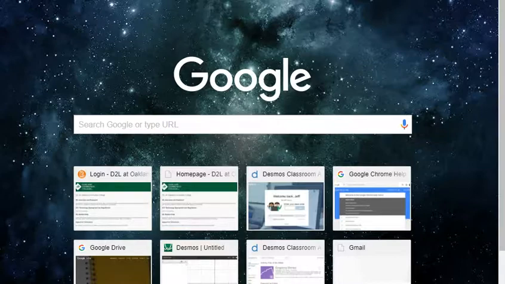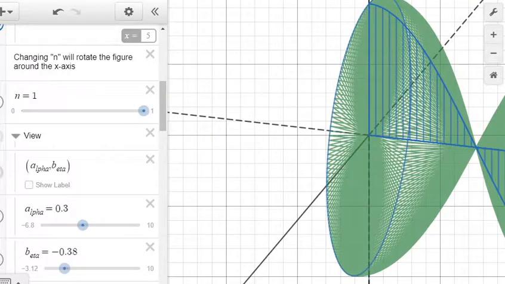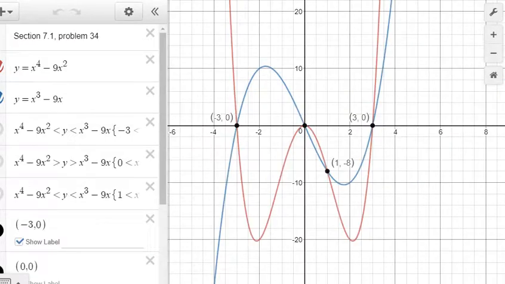Let's see, 5. So I have that one up here. No, it's not that one. Not that one. No, not that one. Phew. Good.